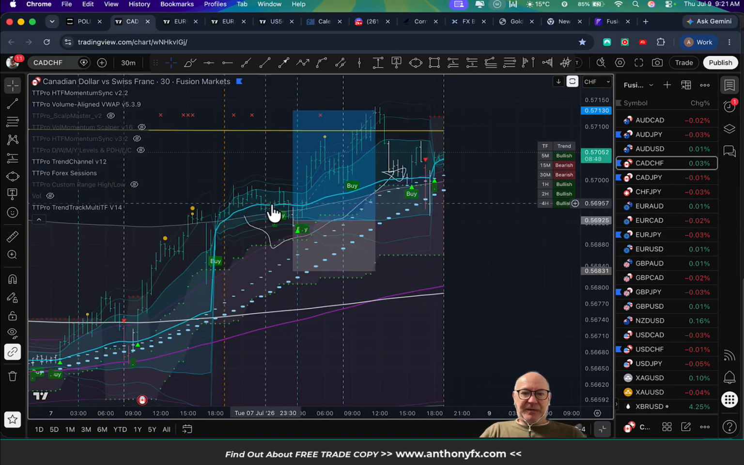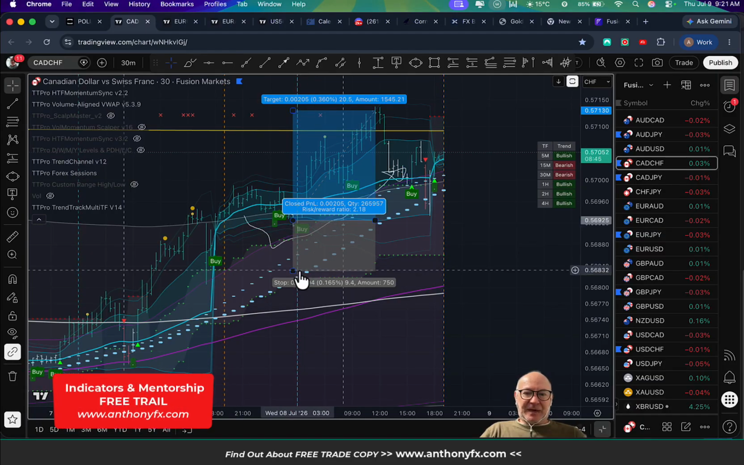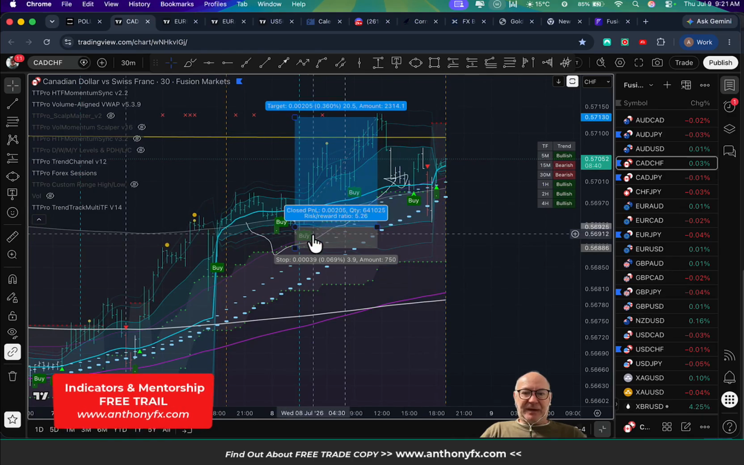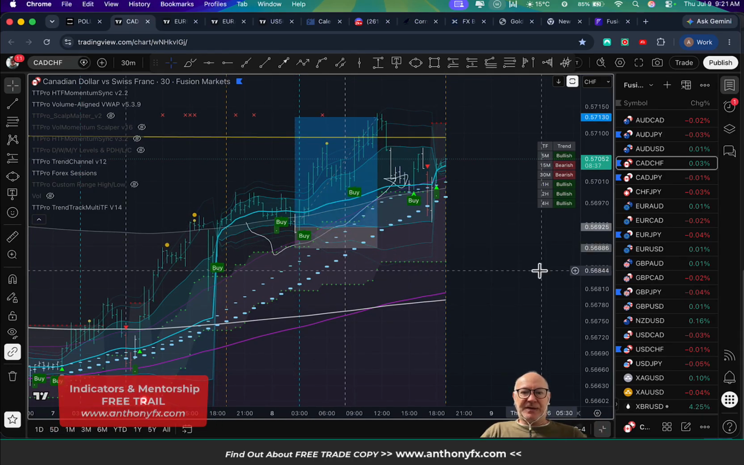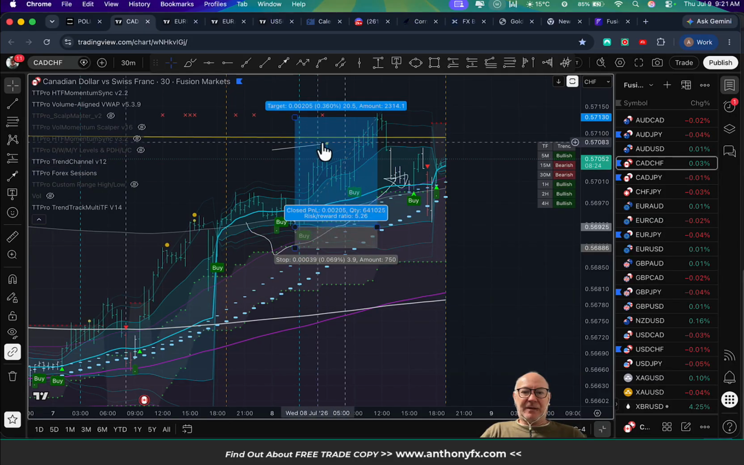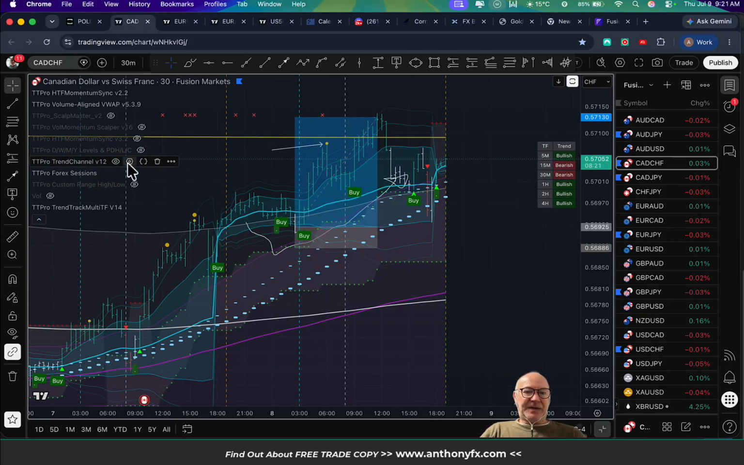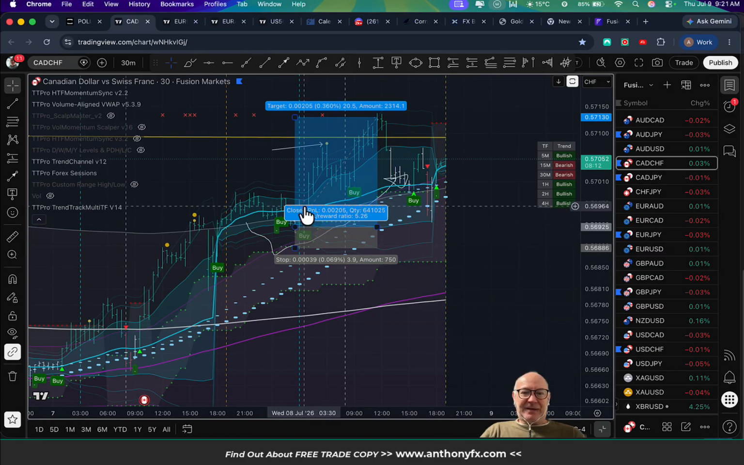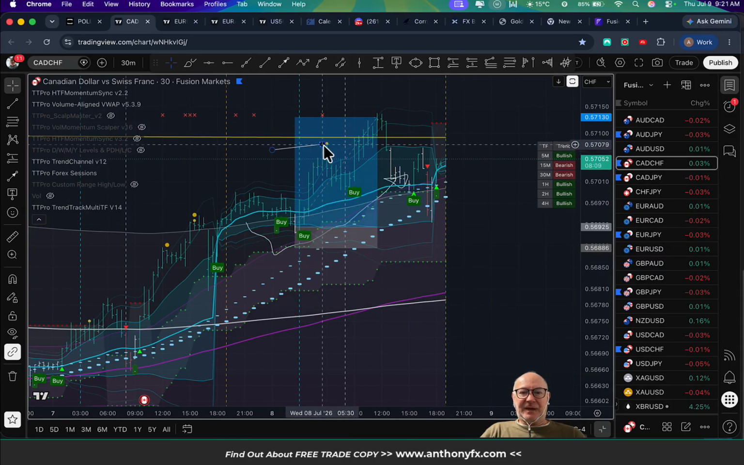CAD Swiss, this was it. Look for the pullback, take the next buy. There it is. Now the stop loss in this case goes right on the green dots. If you see the cloud and you're above or below it, you go on the green or red dots. That's 5R. You've got these signals here to close as well. This is an exit signal, which you can set through the trend channel. There it is with the arrows pointing. If you want the exit, come in here, 3 dots, add alert, any reversal TP exit alert, create. Take 60% off at 1R, and then if you like, you can close at that exit point. Same thing.